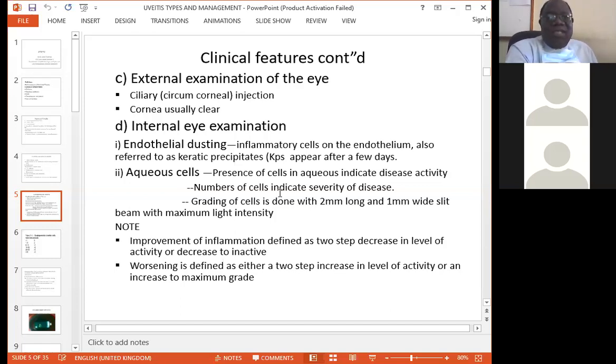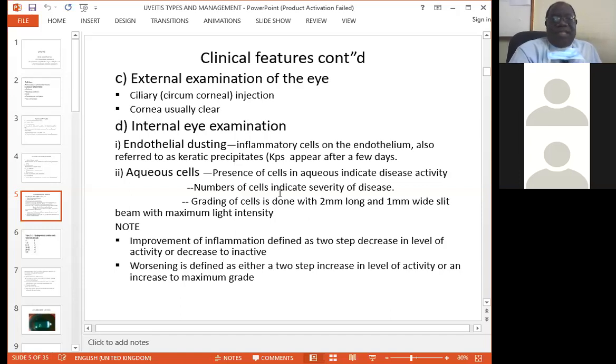Presence of cells in the aqueous indicates disease activity. Numbers of cells indicate the severity. Naturally, the more cells you have, it means the inflammation is more severe. If you've just got a few, there is presence of inflammation, but the larger the number, the more severe the inflammation.